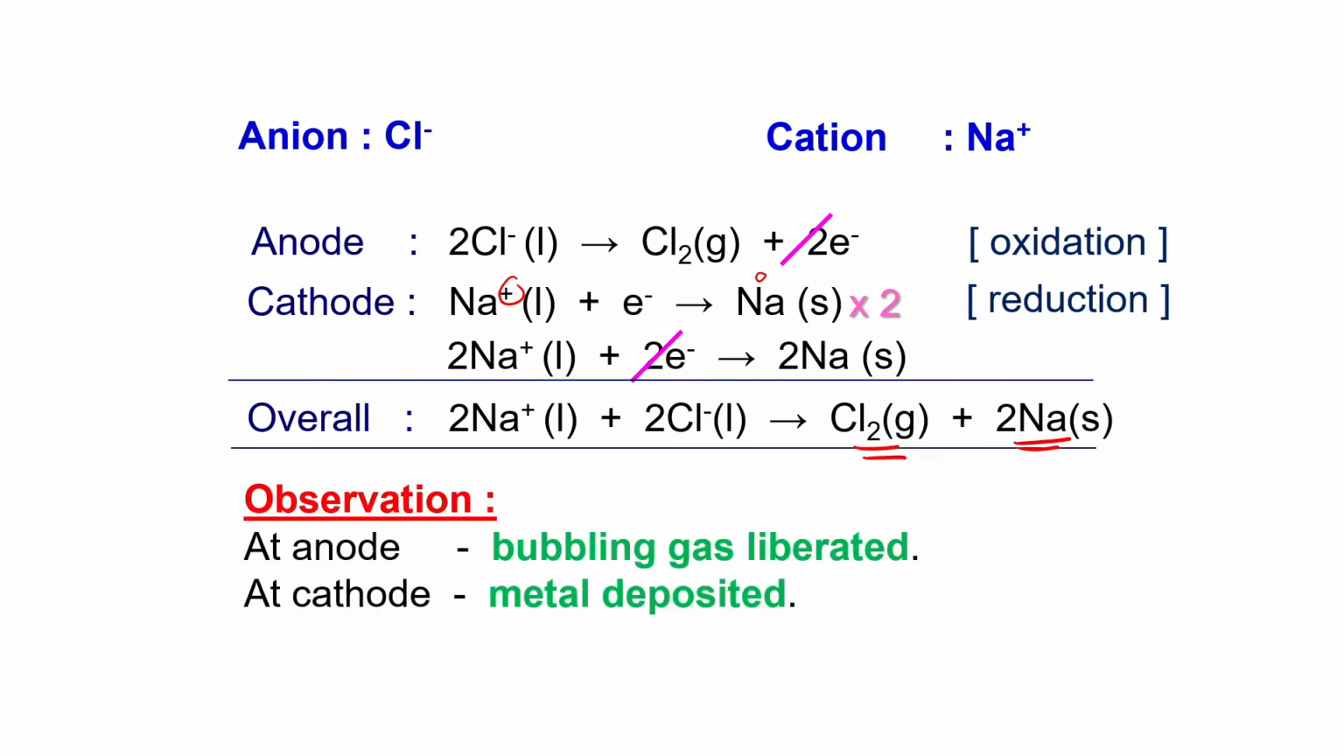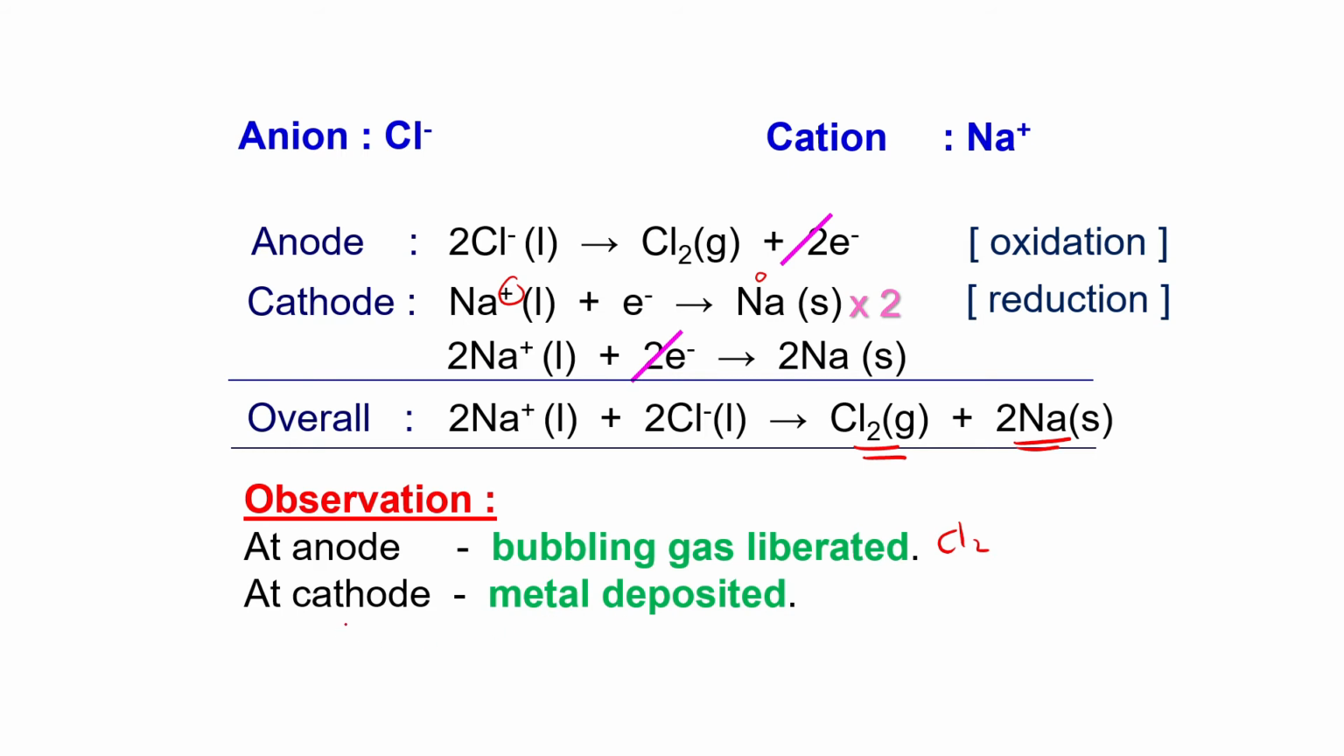What we can observe at anode, bubbling gas. Bubbling gas meaning ada bubble. Dia refer kepada chlorine gas produce. Okay, so untuk observation kita tak akan tulis Cl2 gas release because kita tak nampak pun Cl2 yang bubbling tu. Kita hanya nampak ada berbuih-buih tu, tapi kita tahu itu ialah gas chlorine. So kita hanya mention observation bubbling gas release.